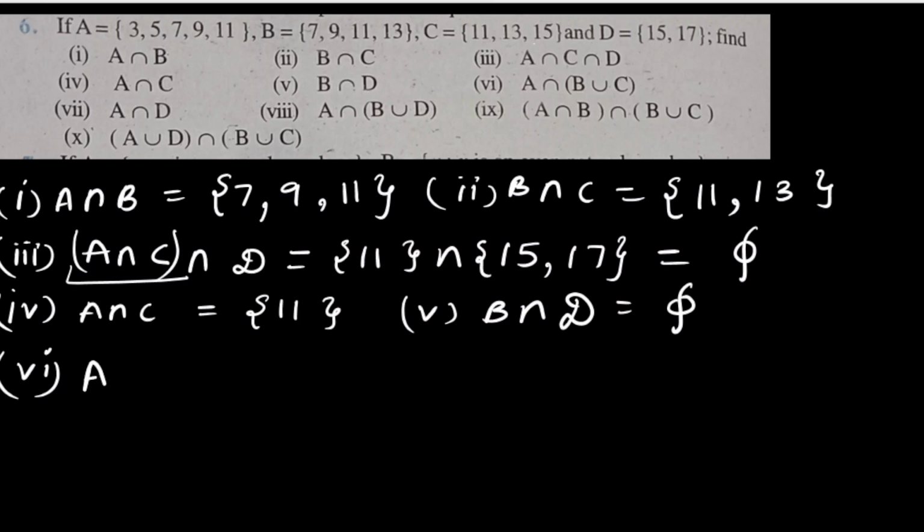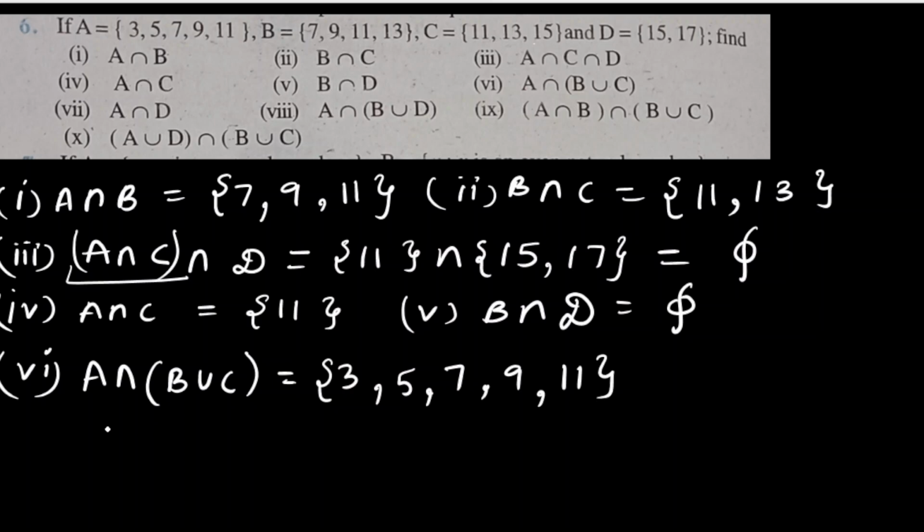Sixth is A intersection (B union C). So the bracket first of all we will solve. I'll just write it in set form. A is {3, 5, 7, 9, 11}. So this is A. Its intersection we have to do with B union C. B union C, let's write. So all the elements I have to write. First of all, let's write the elements of B: 7, 9, 11, 13. Now let's write the elements of C because we are doing B union C. So all the elements I should write. So C has 11 and 13, both of the elements I have written.